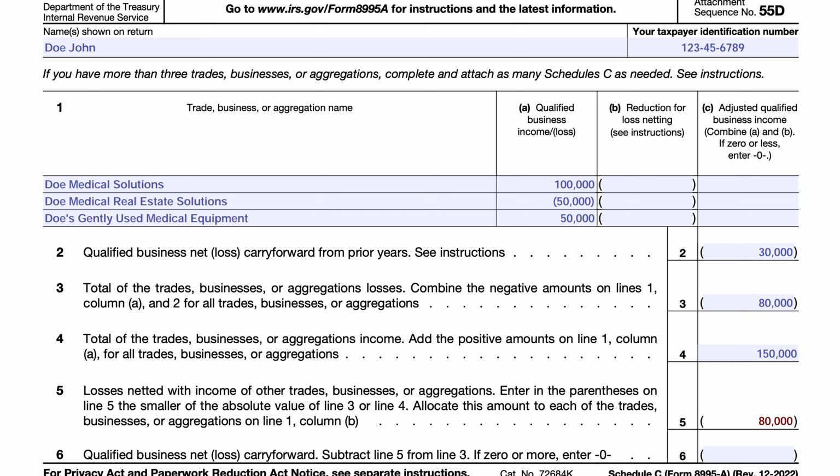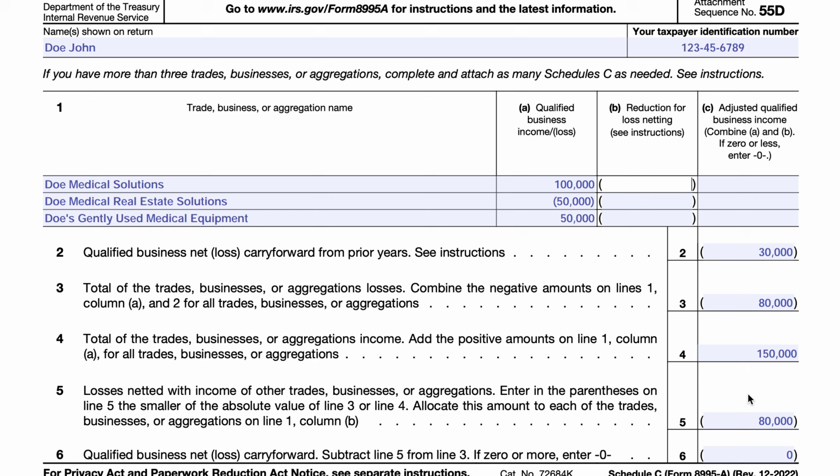And now we're going to subtract line 5 from line 3, which means we don't have a loss carry forward. That's how we would do that calculation. And then we would take this $80,000, go up to column B, and we would apportion that properly.